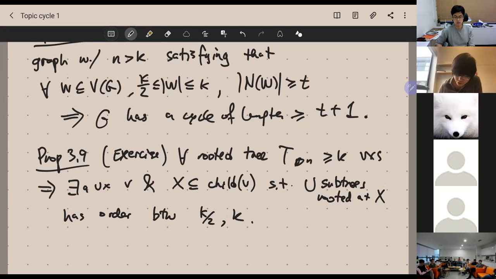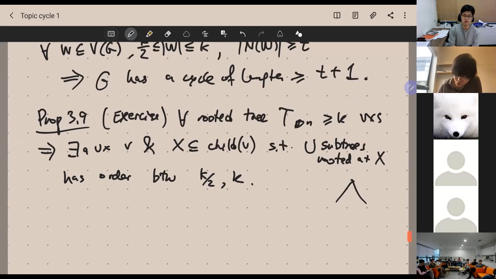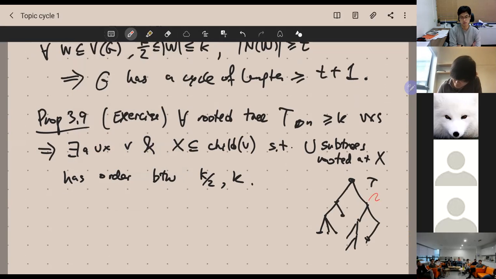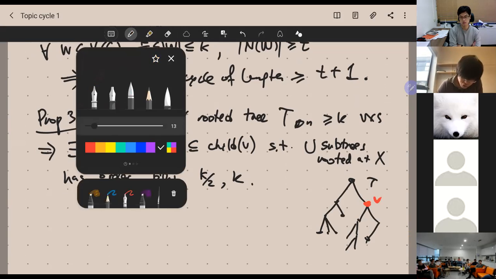So let me draw a picture. When you have a tree T on at least K vertices, which happens to be binary, let me not make it binary, okay? Then I claim that you can find a vertex V and some subset of it. So let me make it more general.